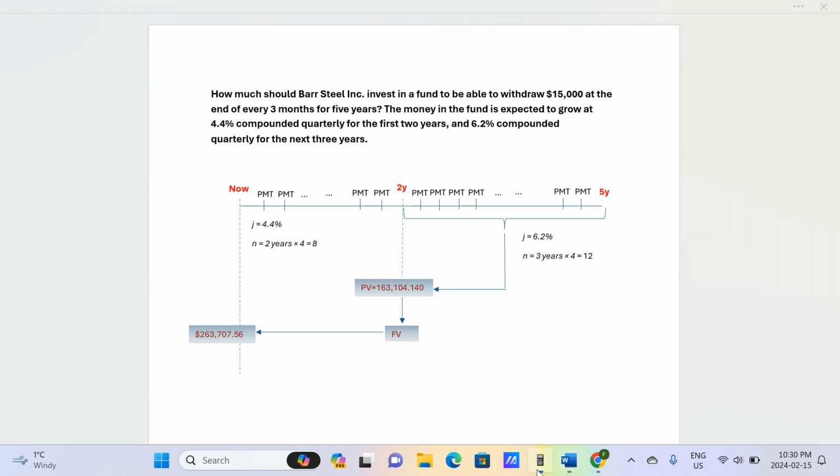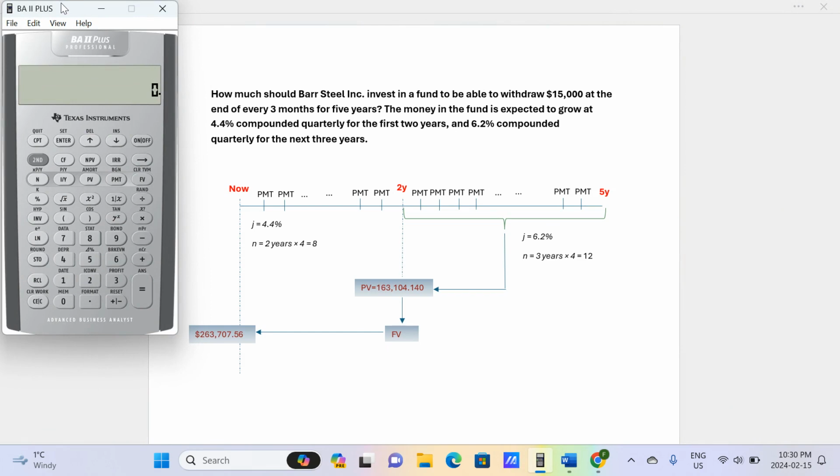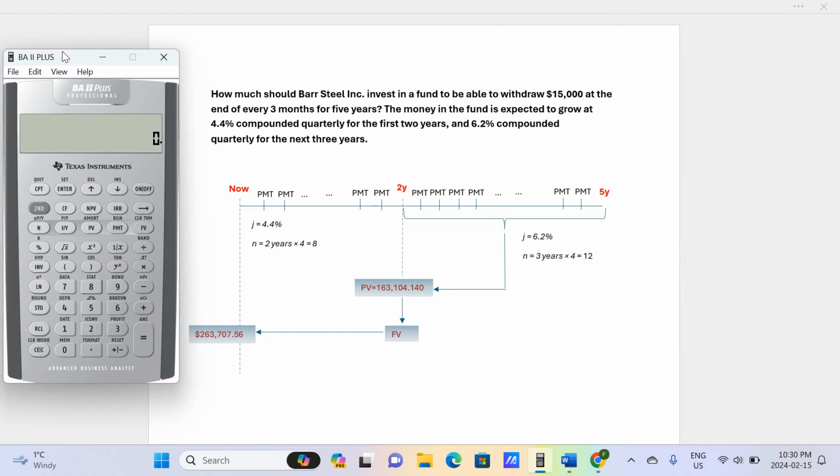So let me share my financial calculator here. Look at here, I repeat one more time. To solve this question by financial calculator, I start from the 3-year period of time. I get the present value of the payments during the 3-year period with 6.2% compounded quarterly. Then this present value would be the future value for now. Then I find the present value of this future value and also the present value of the payments during the 2-year period at the same time. That would be the amount of investment at the beginning.